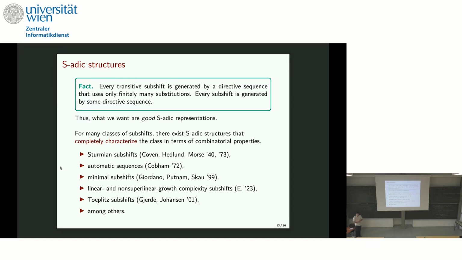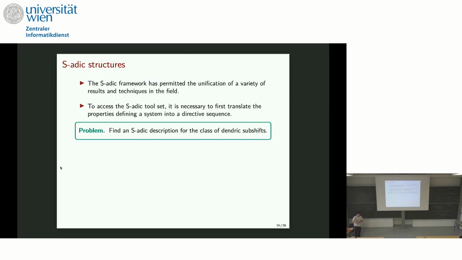And this is something that has been known for several classes of subshifts. So for instance, Sturmian subshifts, this is the example that I presented before. Automatic sequences using constant length substitutions. Minimal subshifts, this is the work that was studied in terms of Bratteli-Vershik diagrams, Giordano, Putnam, and Skau. Also for linear and non-superlinear growth complexity subshifts, this was done in my PhD thesis, dendric subshifts, and so on. Many examples. And once we have this directive sequence, there are many techniques to exploit the structure and obtain interesting information from the sequence.